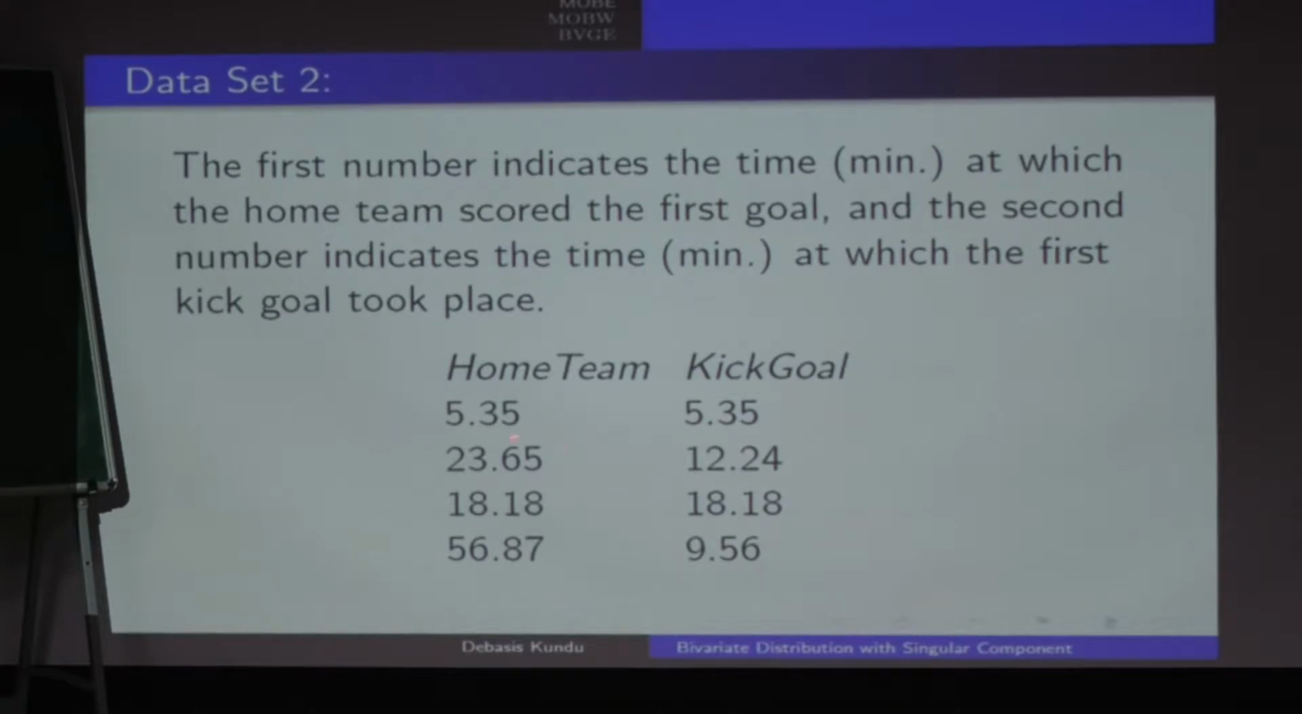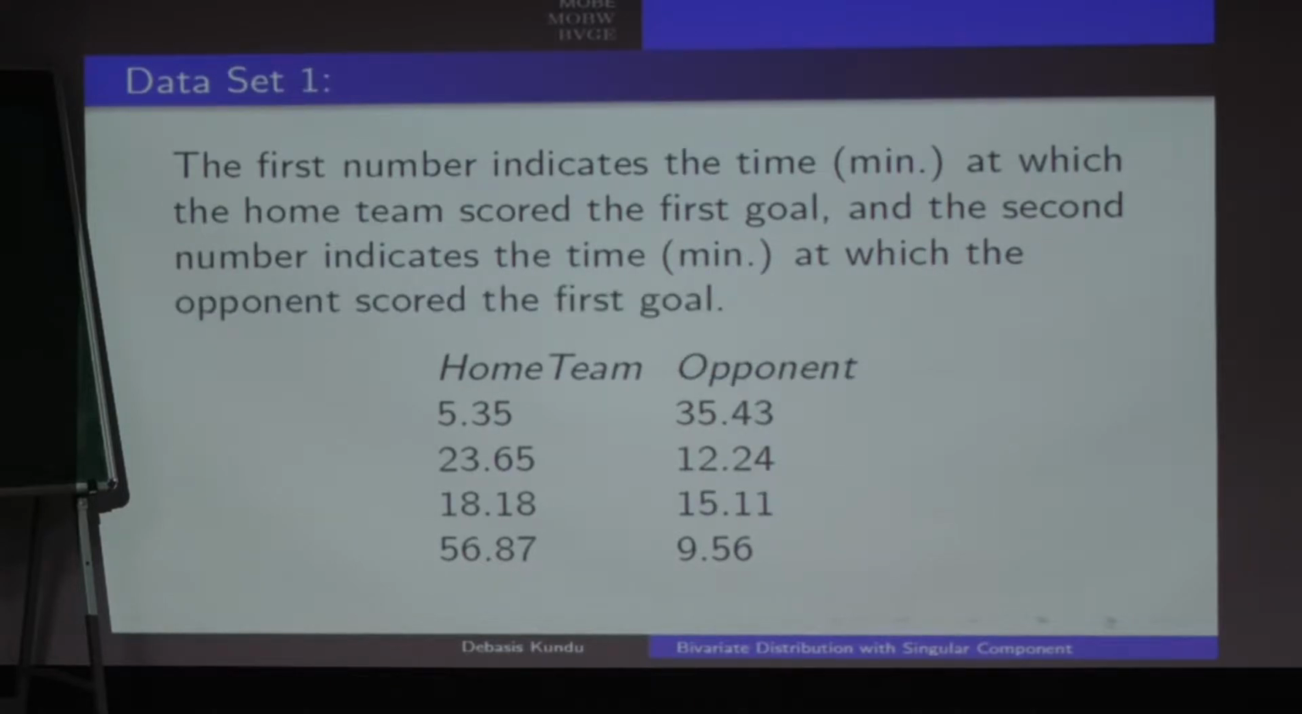Same thing over here. The home team scored this goal, and the kick goal took place at this time, so clearly the opponent made this goal. Again, same thing over here. The home team scored the first goal at this point, and that is a kick goal. That's for sure. The home team scored this first goal, so the opponent clearly scored this goal. So you can see that I have two different sets of data, and in fact, Ashok has mentioned this, which I'm trying to say.